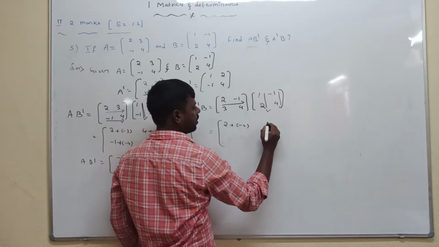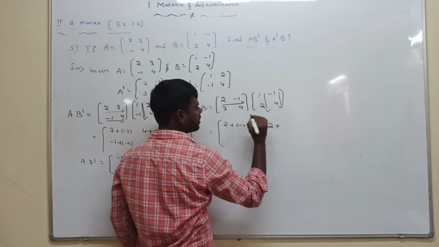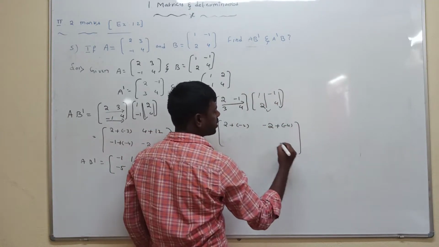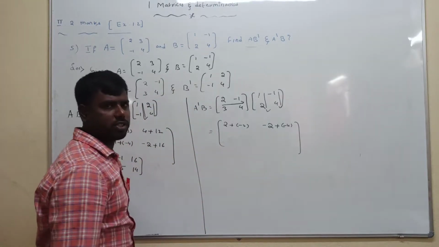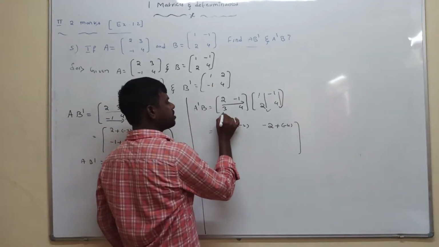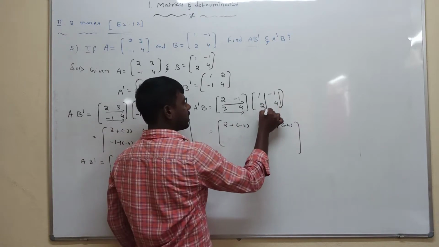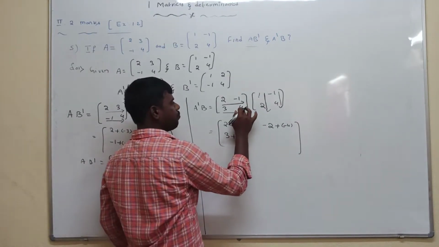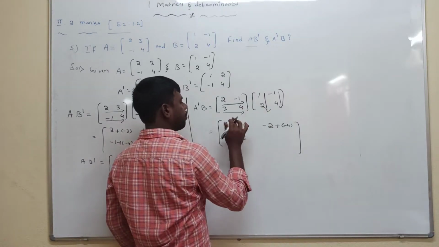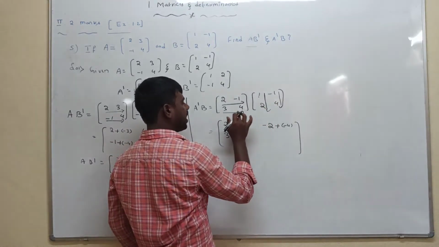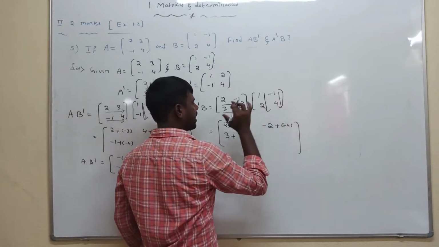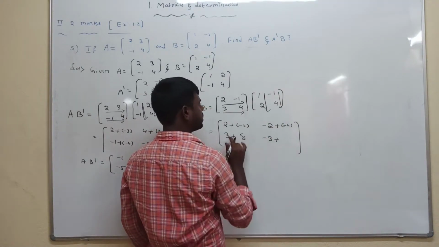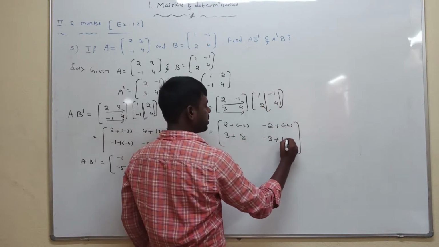Now first row, second column: 2 into minus 1 is minus 2, plus minus 1 into 4 is minus 4. Product with the first row, second column is over. Next we go to the second row, first column: 3 into 1 is 3, plus 4 into 2 is 8. Second row, first column is over. Next the product with the second row, second column: 3 into minus 1 is minus 3, plus 4 into 4 is 16.